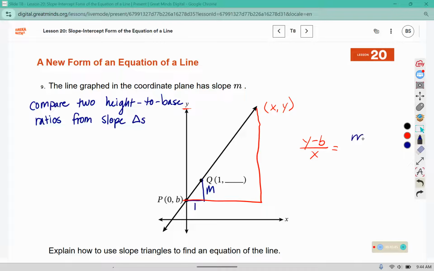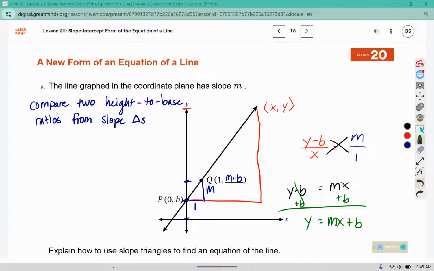So we'll have m over 1. So this has a height of m, but it also has that b piece in there. So this is going to say m plus b. This distance here is b, and then this distance here is m. Then we will cross multiply. m times x is mx. y minus b times 1 is just y minus b. And then again, we move all the things over to the other side. So this will say y equals mx plus b.